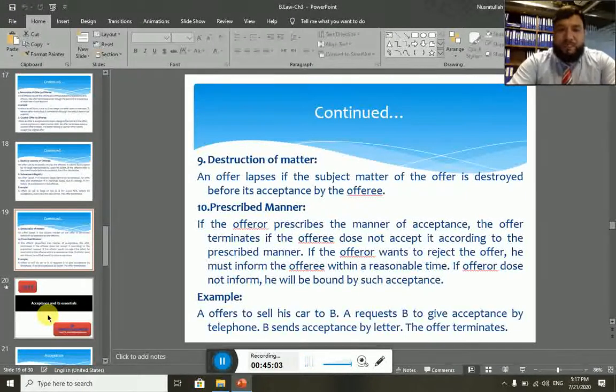Number 10, prescribed manner. If the offer prescribes the manner of acceptance, the offer terminates if the offeree does not accept it according to the prescribed manner. If the offerer wants to reject the offer, he must inform the offeree within a reasonable time. If the offerer does not inform, he will be bound by such acceptance, right? So prescribed manners are important. If we are given the ways for acceptance of the offer, and we do not act upon those ways, the offer is automatically rejected.